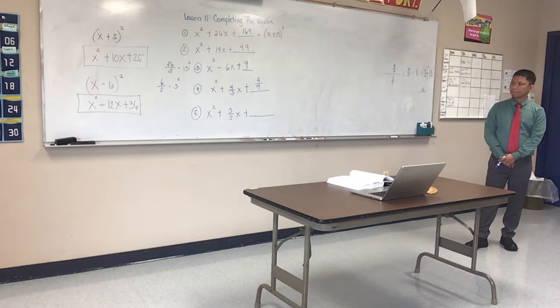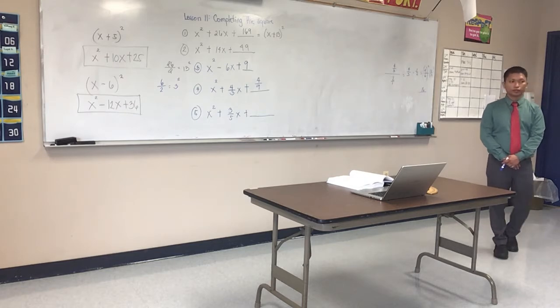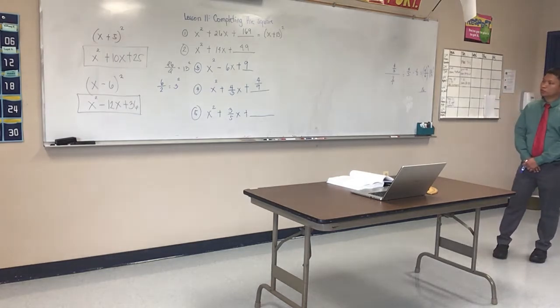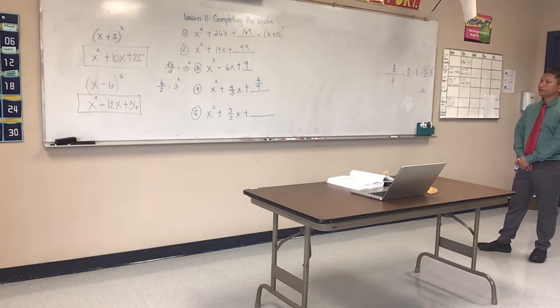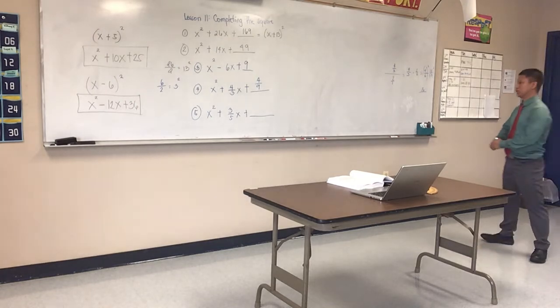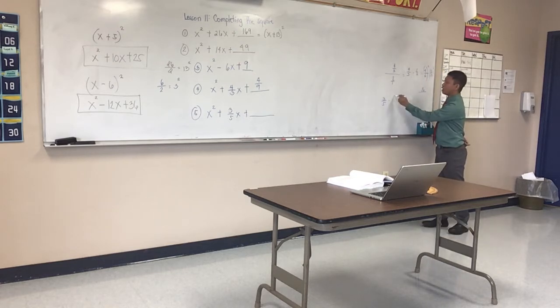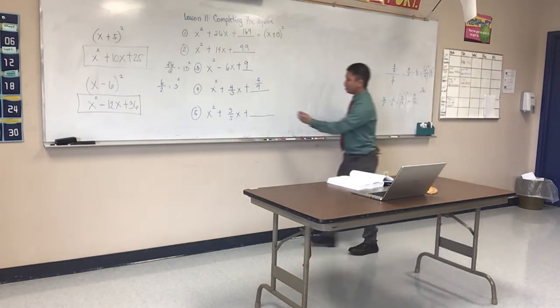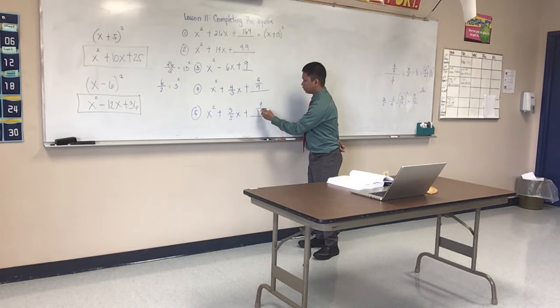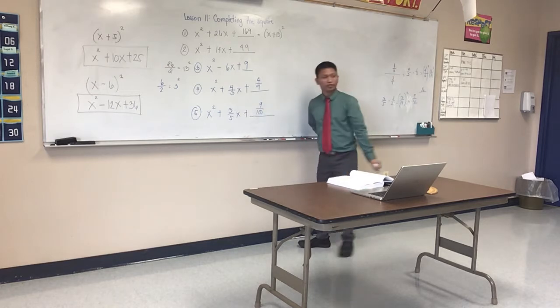Three tenths, 3/10, and 9 hundredths, 9 over 100. Let's see. So this is 3 over 5 multiplied by 1 half. So this would be 3 over 10, then squared. So this would be 9 over 100. And that's correct. Okay? That's 9 over 100.